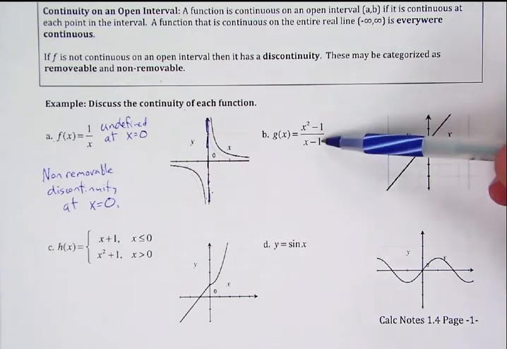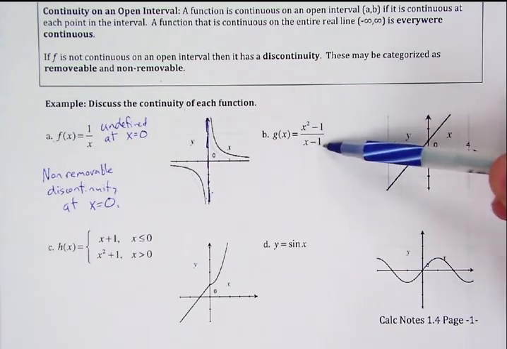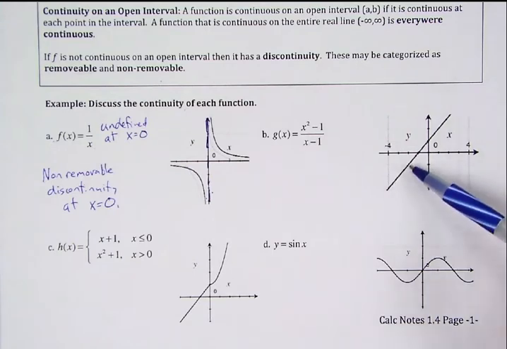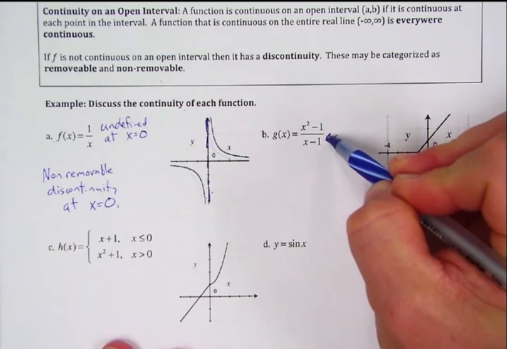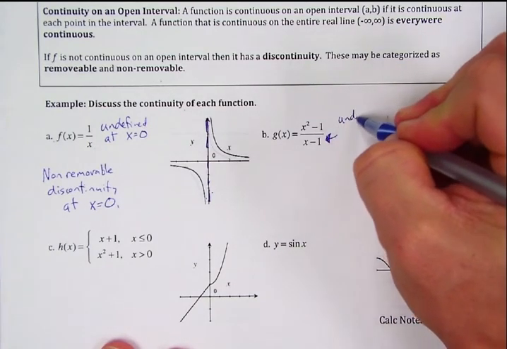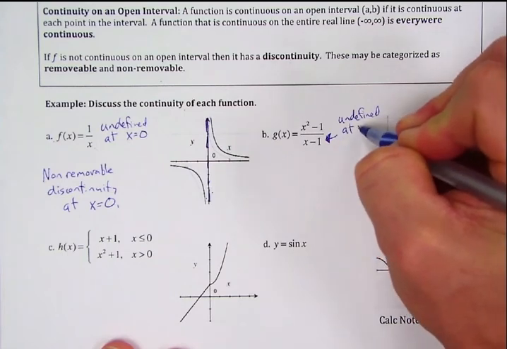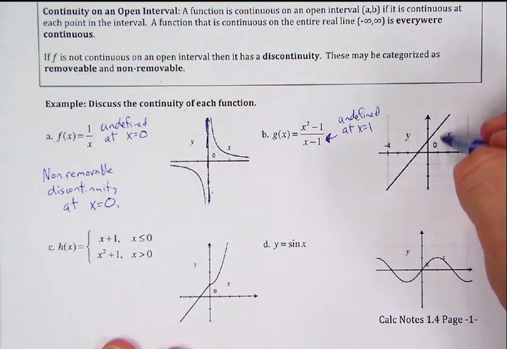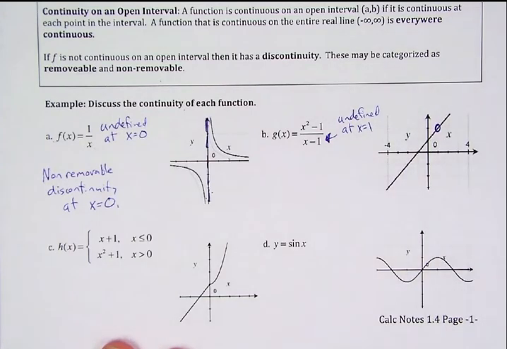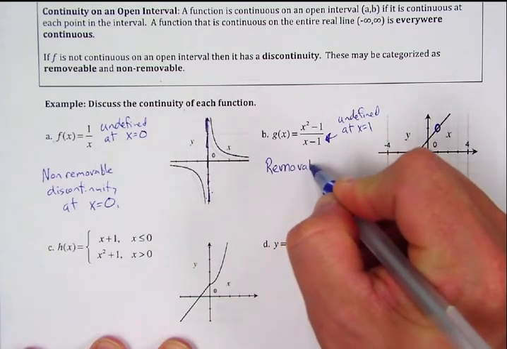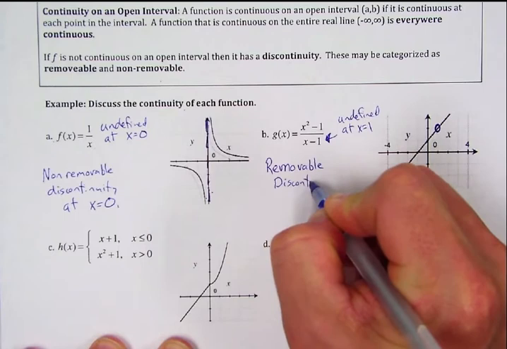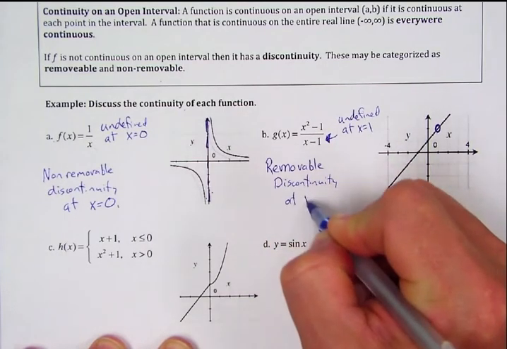All right, we'll try letter B here. Here we have x squared minus 1 over x minus 1. Now, in looking at the graph, it looks like a continuous straight line. But we know because of this denominator here that it's going to be undefined at x equals 1. So right here at x equals 1, there really is a hole. Now, what kind of discontinuity is this? This is a removable discontinuity at x equals 1.